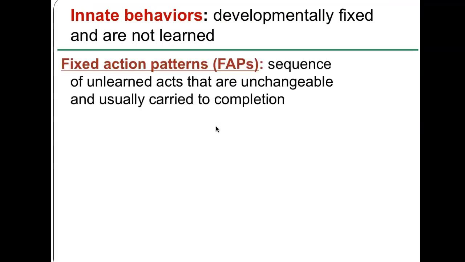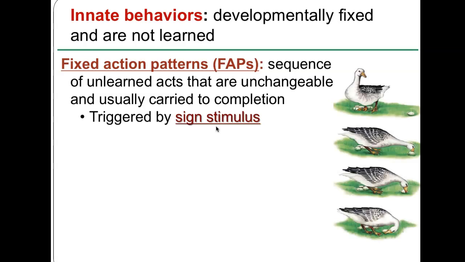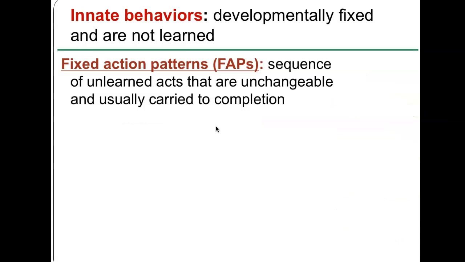All right. We also have innate behaviors. These are developmentally fixed and they're not learned. So you can think of innate behaviors as having a genetic component to them. A person or another animal is born with an innate behavior. An example of an innate behavior are these things called fixed action patterns, or FAPs. Fixed action patterns are a sequence of unlearned acts that are unchangeable and usually carried to completion.